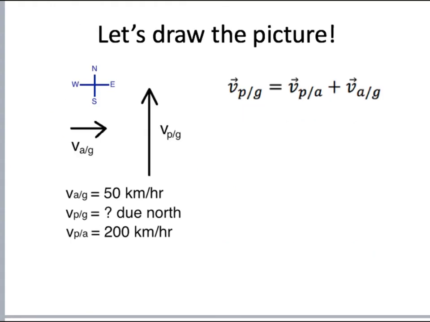So here's what we know on the left, and here's the equation on the right that we want to use as a guide to tell us how to draw the picture. Now, we know this is what our vector sum is going to be equal to. So we want this thing, which is going straight up towards the north, to be equal to this guy plus that guy. And so I'm going to scoot this guy over here and redraw it. So I've got my Vp/g.